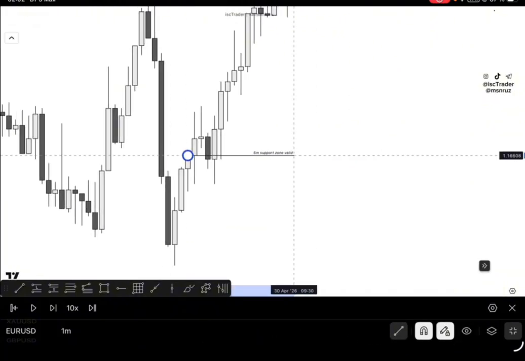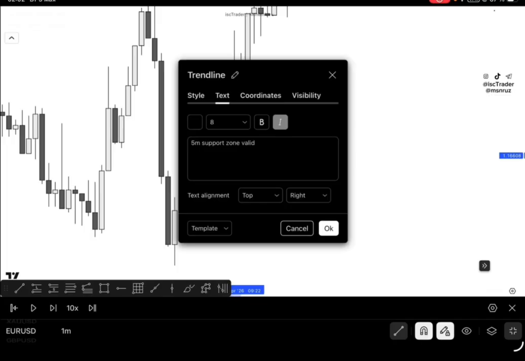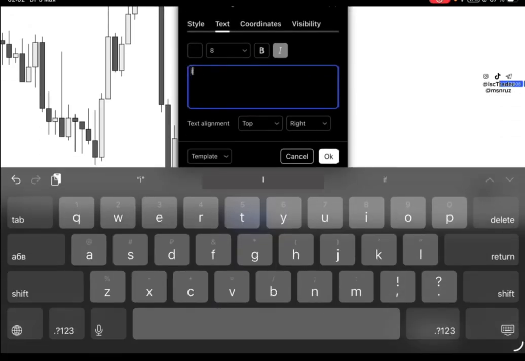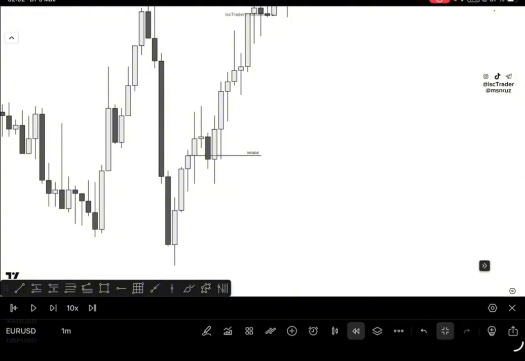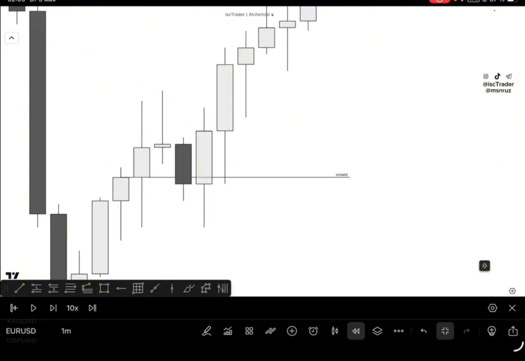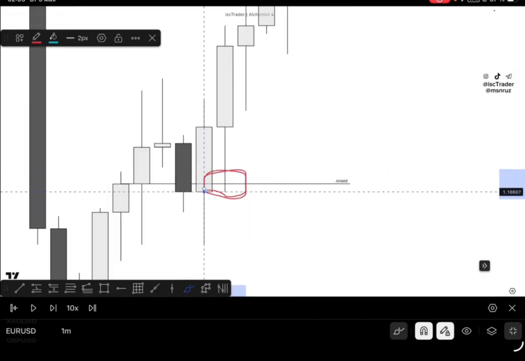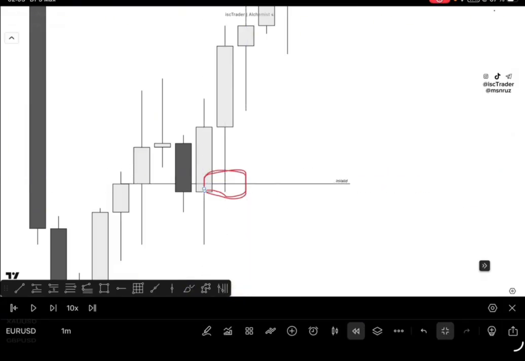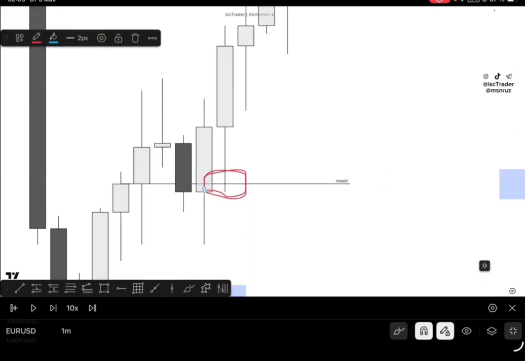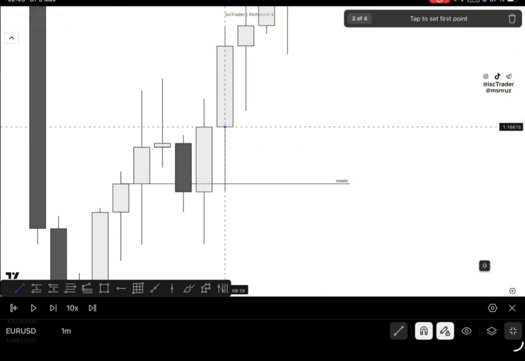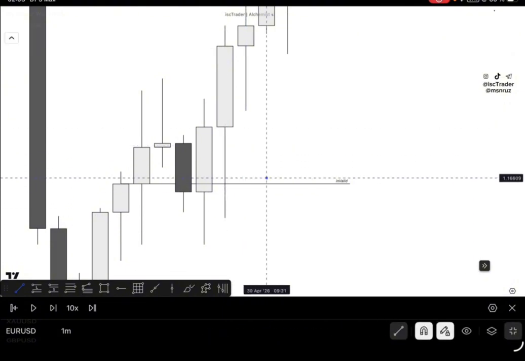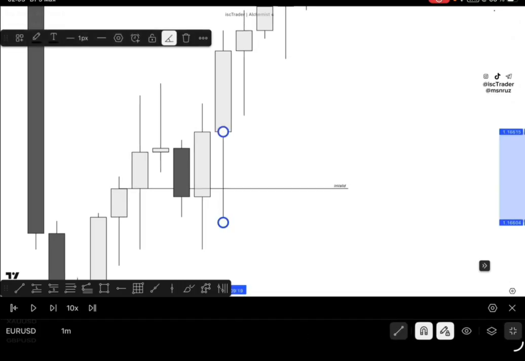It's a 1-minute invalid zone. Why is it marked as invalid? The market has already shown a reaction to this zone. Look, it left its shadow and moved out. It's leaving a shadow and moving away.